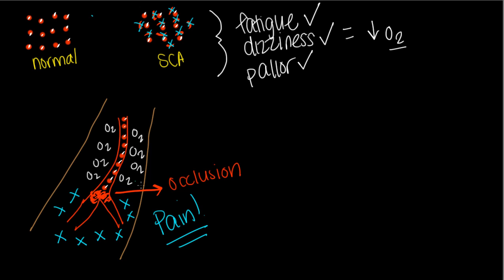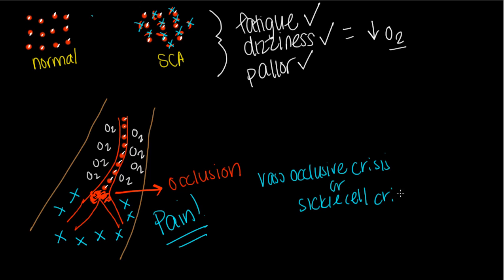Now, this type of occlusion that we see in sickle cell anemia is known as a vaso-occlusive crisis, or a sickle cell crisis. Okay? Hallmark sign is pain. In any situation where we don't have oxygen being delivered to our tissues, we experience pain. Hallmark sign.